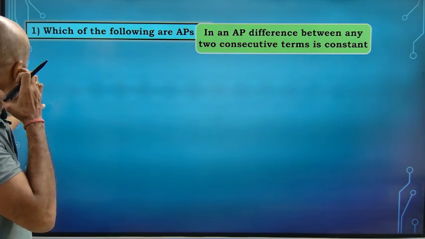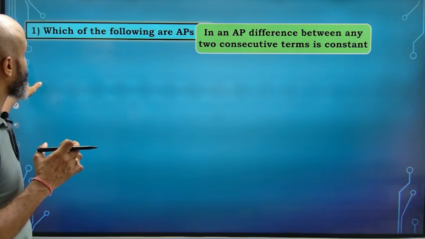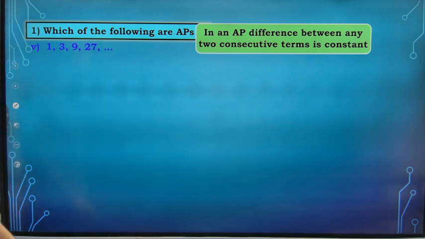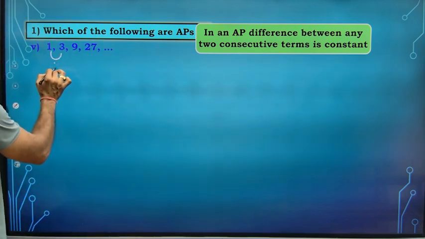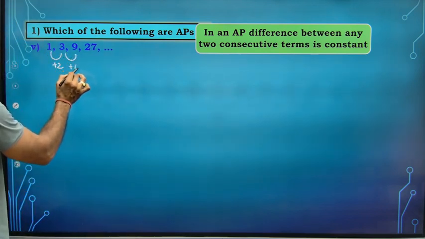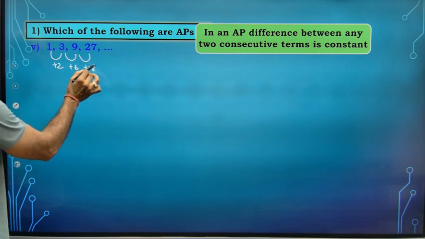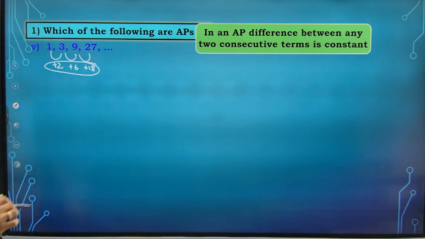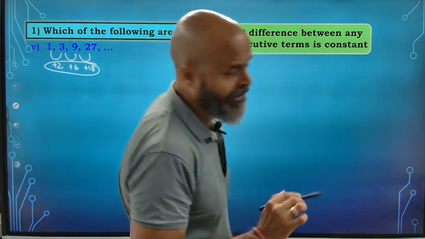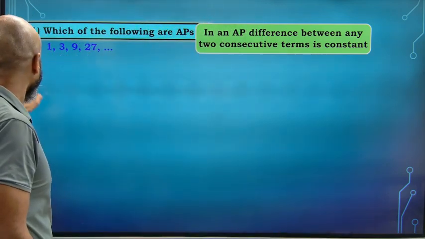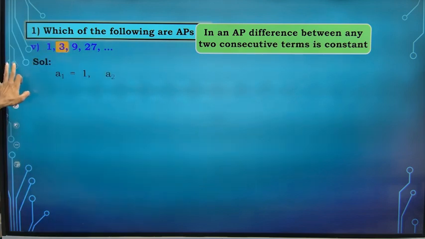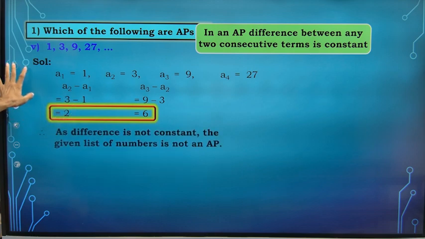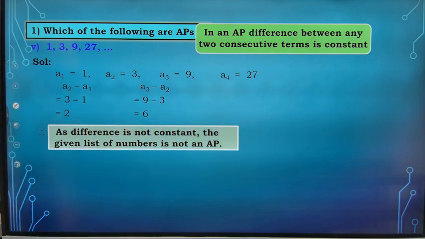Which of the following is an AP? 1, 3, 9, 27. Let's look at this. The difference here is plus 2. The difference here is plus 6. The difference here is plus 18. So obviously the common difference is not constant. Hence, it will not qualify to be an AP. Here we have A1, A2, A3. If I do A2 minus A1, 2, again 6. As the difference is not constant, the given list of numbers is not an AP.